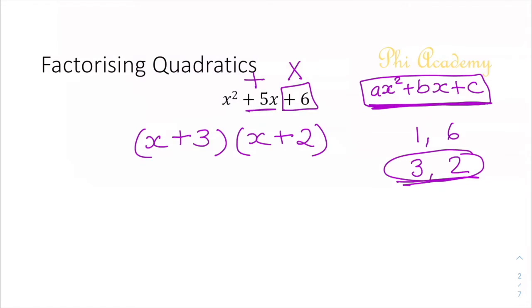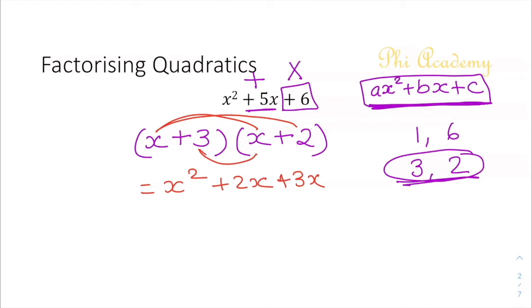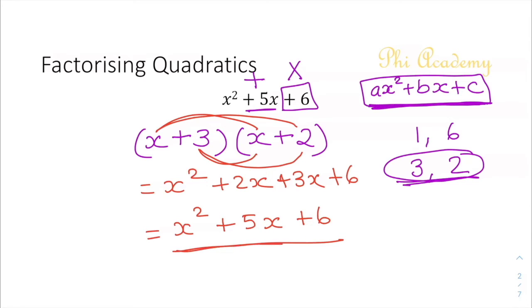Now the best way to check whether we have factorized it correctly is to actually expand the bracket. So let us expand the bracket and check. x times x gives me x squared, x times plus 2 gives me plus 2x, plus 3 times x gives me plus 3x, and plus 3 times plus 2 is plus 6. Then collecting the like terms, plus 2x add 3x is plus 5x, then add 6, which is the question that we started with. So therefore our factorizing is correct.